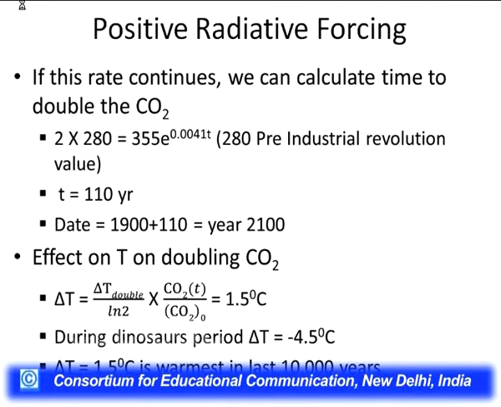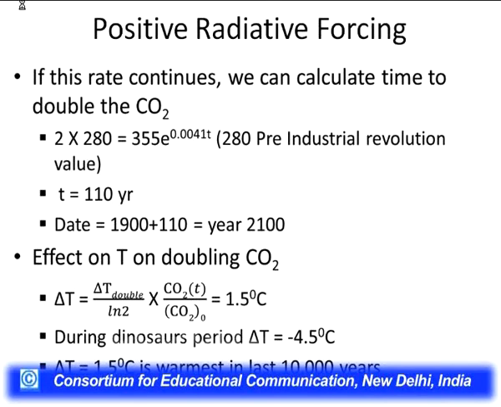So, what will happen when the CO2 is doubled? What will happen to the temperature? Now, with this formula, delta T equal to delta T double upon ln2 into CO2 T upon CO2 0, we can calculate the temperature. It comes here to 1.5 degrees centigrade.